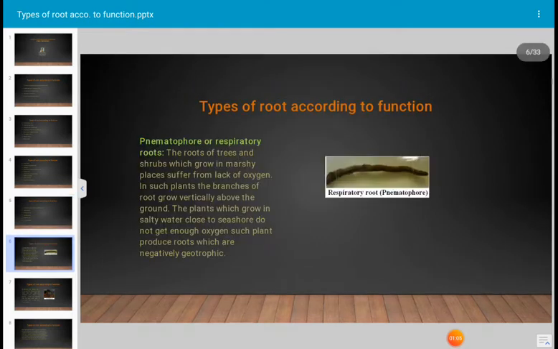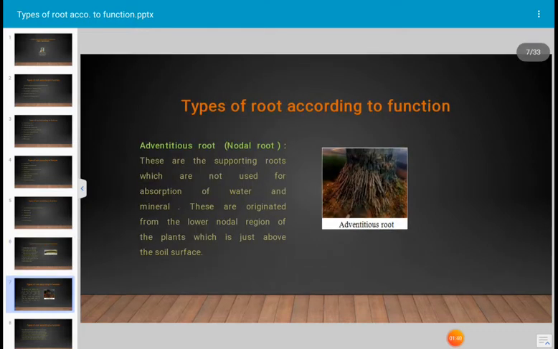Next, nematophores, these are the respiratory roots. The roots of trees and shrubs which grow in marshy places suffer from lack of oxygen. In such plant, the branches of root grow vertically above the ground surface. The plants which grow in salty water close to seashore do not get enough oxygen, and such plants produce roots which are negatively geotropic and that are called nematophores, and nematophores are also called as respiratory root because exchange of gases takes place.